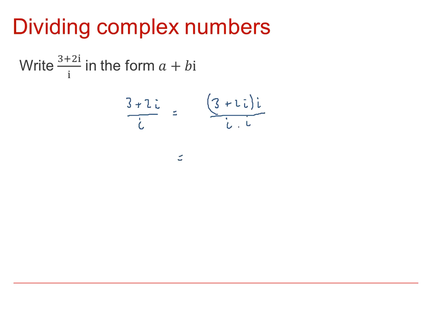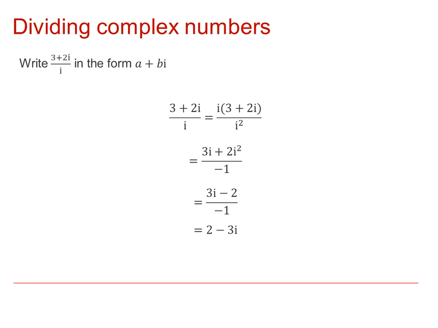Multiplying out the top line gives us 3i plus 2i squared, and on the bottom line we get i squared. Now, remembering that i squared is equal to negative 1, this is therefore equal to 3i minus 2 divided by minus 1. And so writing it in the form we've been asked to do, with the real part first, this becomes 2 minus 3i.